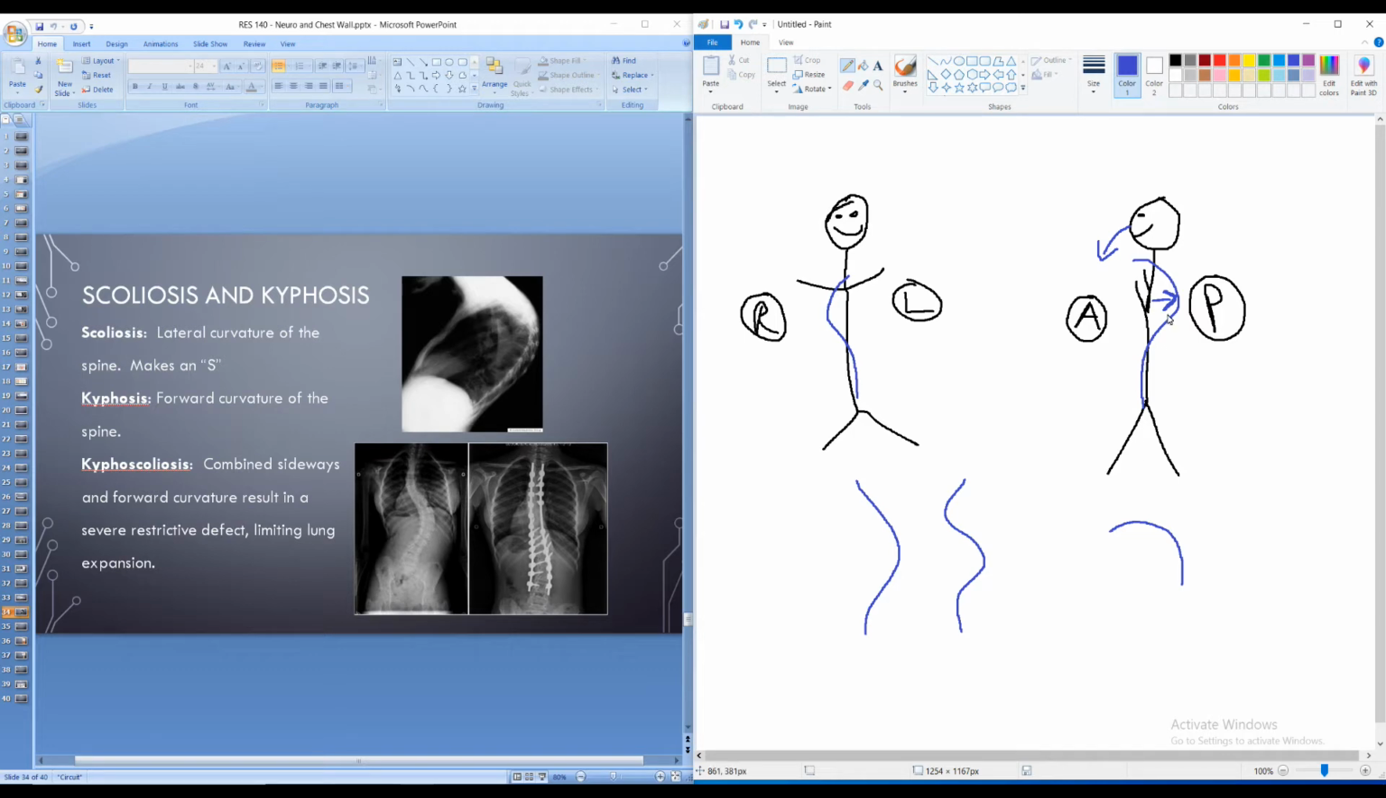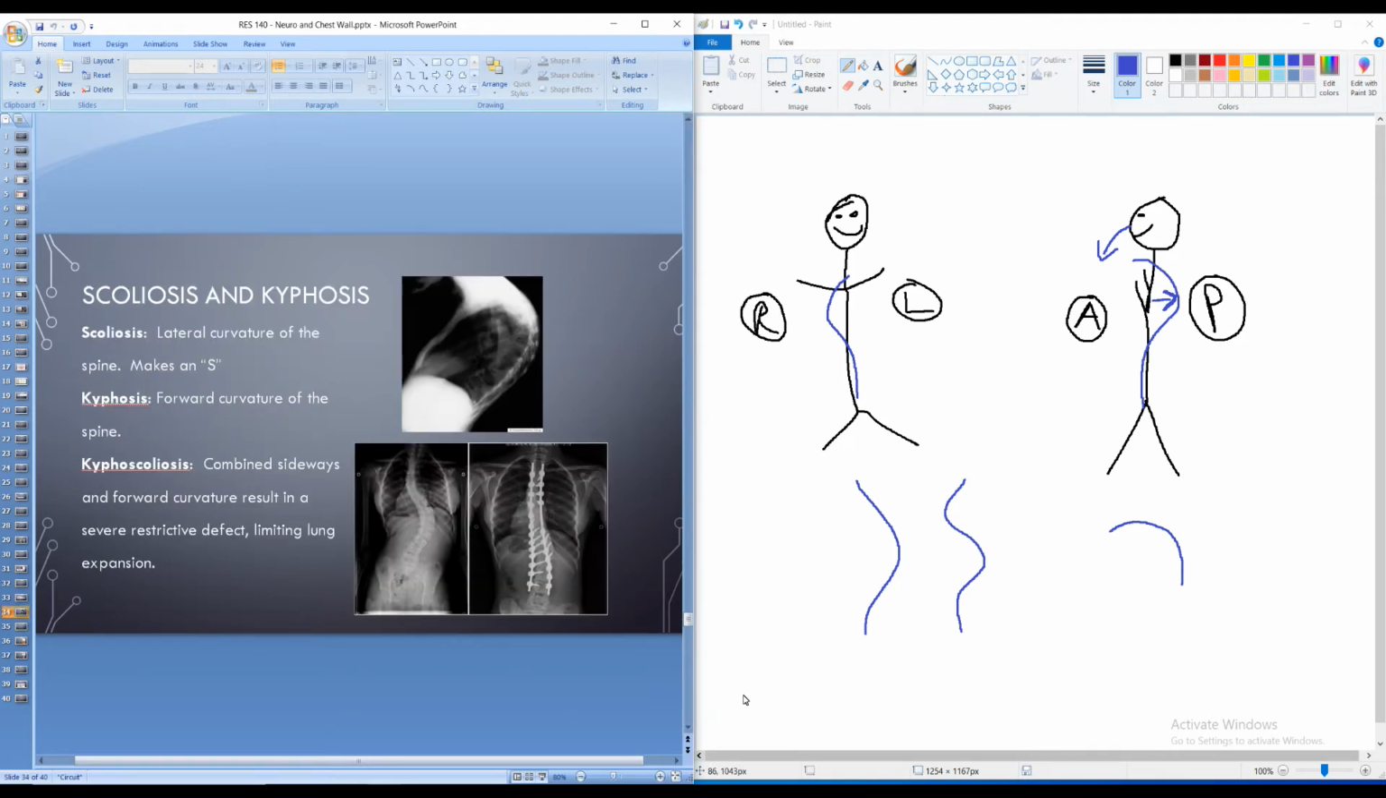Now you can have any one of these by themselves. We can have scoliosis by itself, we can have kyphosis by itself, and then we can put them together and we call it kyphoscoliosis. So there, I told you we've got those first three diseases and we covered them all in one. So you know scoliosis, you know kyphosis, you put them together and you get kyphoscoliosis. So it's combined lateral and forward curvature that results in a severe restrictive defect, not just a restrictive defect that you would get from either one of these alone. It's a severe restrictive defect that significantly limits lung expansion.